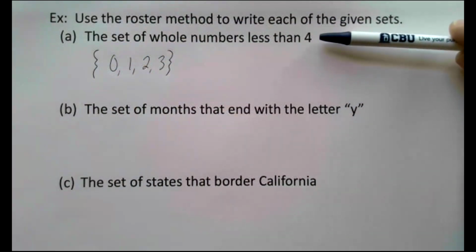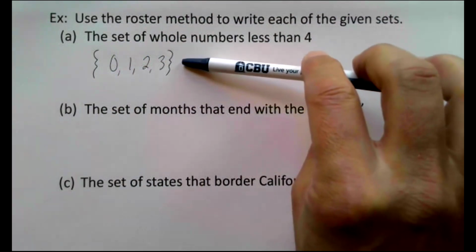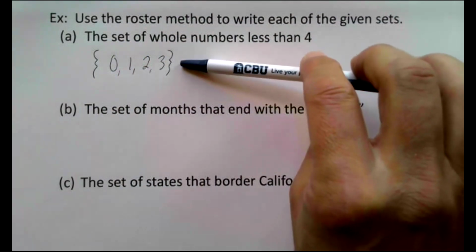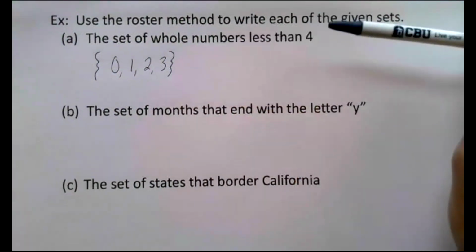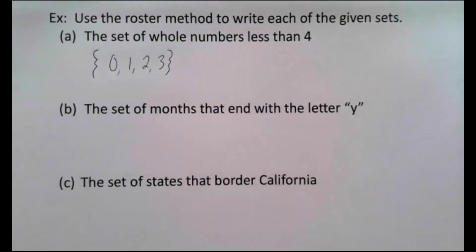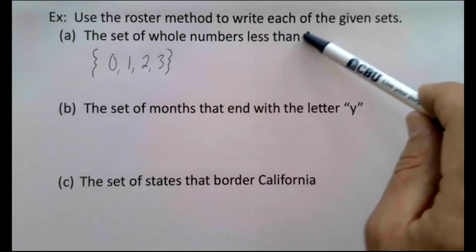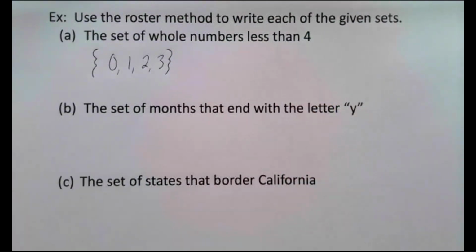So here's what we call a word description of a set, and this is the roster method description, or the roster method way to write a set. So we can write a set using a word description, or we can write a set using the roster method. Of course, it's the same thing. Those are just two different ways to describe the same thing.